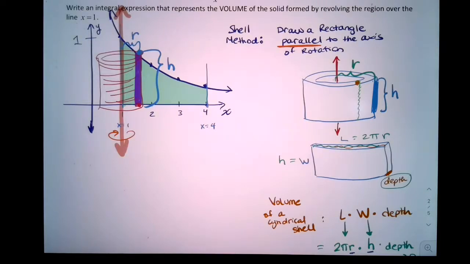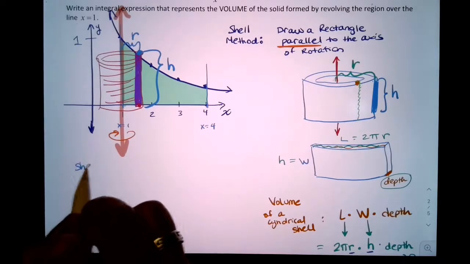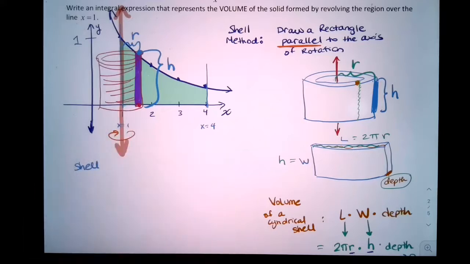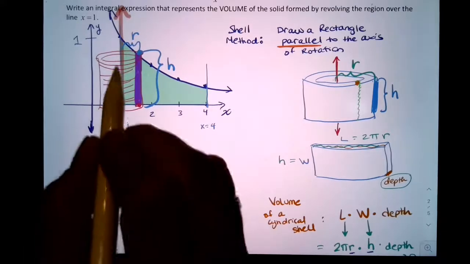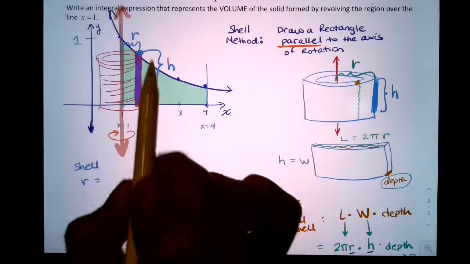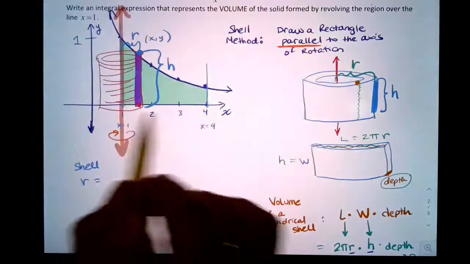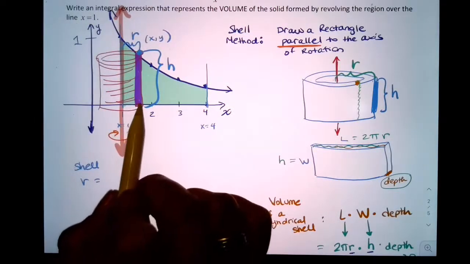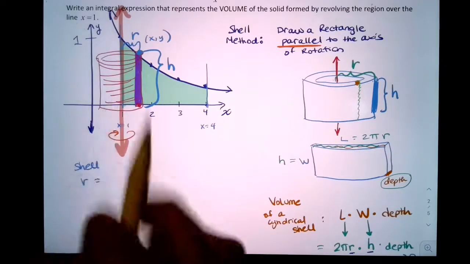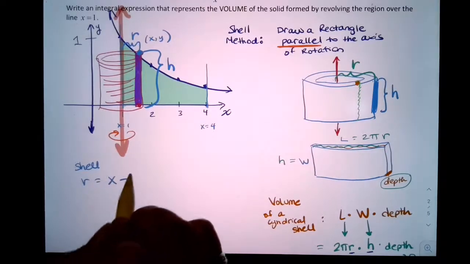All right, so when it comes to this particular problem, when I am going to set up, I'm going to do shell method. I clearly see that I drew that rectangle parallel to the axis of rotation. I'm going to represent r. I already have it marked off, but it's right minus left. This is any random x coordinate anywhere between 1 and 4, but I'm subtracting it from that boundary, which is 1. So r in this case is a variable expression.